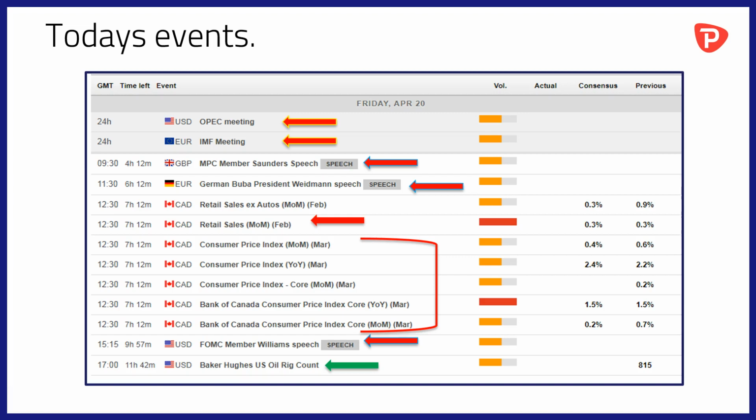Then at 15:15 we'll have the third of our central bank speakers today, the FOMC member Williams, will be speaking then. And at 1700 the Baker Hughes oil rig count, a weekly release, but obviously that will take on perhaps a bit more importance today, given that we have this OPEC meeting in Saudi Arabia.